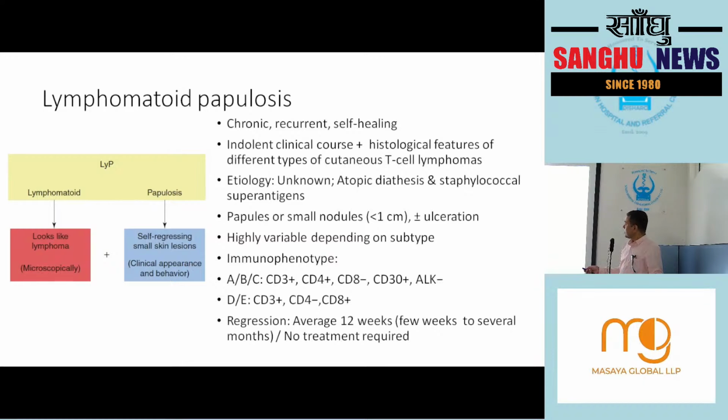Lymphomatoid means lymphoma-like. Lymphomatoid papulosis can resemble any types of cutaneous lymphoma, any types. Morphologically, H&E can resemble any types of cutaneous lymphoma. And it presents with a papule. That's why the term lymphomatoid papulosis.